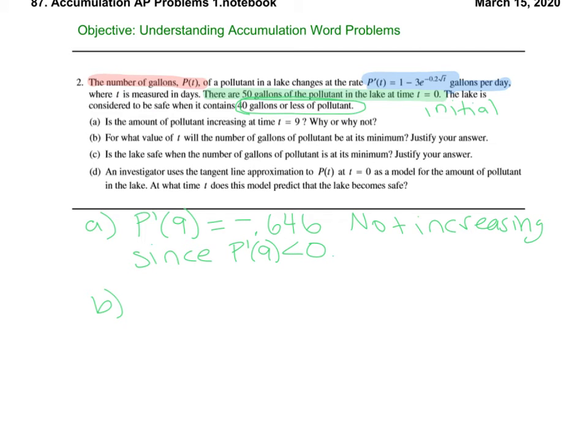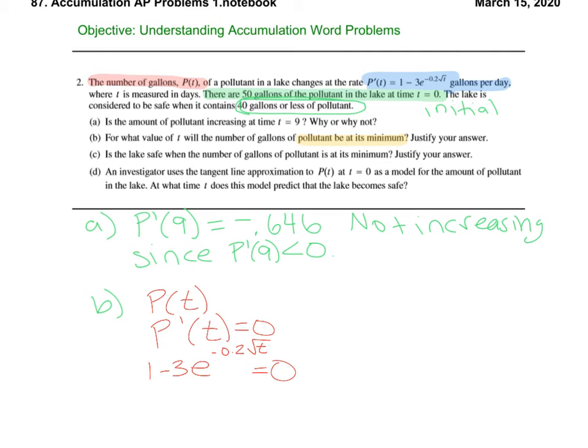B. For what value of T will the number of gallons of pollutant be at its minimum? So I'm going to say this so many times. Go back to your definition. What is a minimum? The pollutant is a minimum. To find a minimum, we take our total amount, our P of T, we take the derivative and set it equal to 0. So when does P prime of T equal 0? So 1 minus 3e to the negative 0.2 root T equals 0.